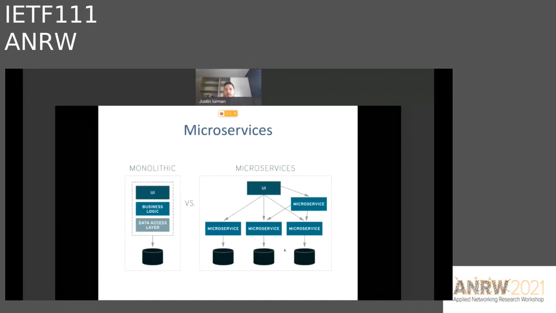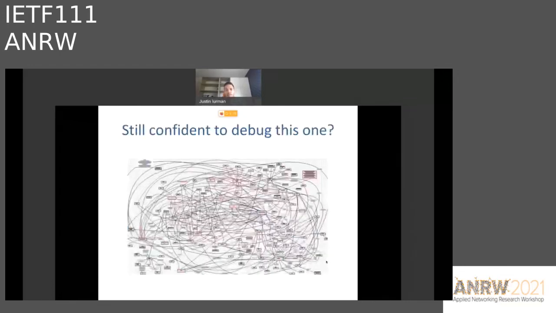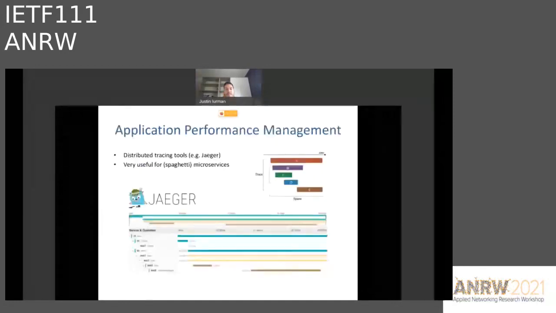If you look at this kind of architecture, and let's assume there is a problem somewhere, and I ask you to debug and find the problem here, you would tell me, okay, easy game, right? But what about this one? It gets a little bit more complicated, right? Hopefully, for that kind of spaghetti microservice architecture, you have application performance management, and in this case, more specifically, distributed tracing tools. In this talk, I will take Jaeger as an example, but you have to know that there are a lot of other alternatives. Jaeger is just a famous one among them.